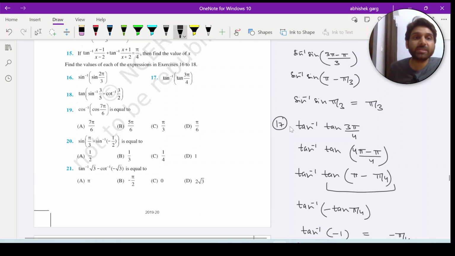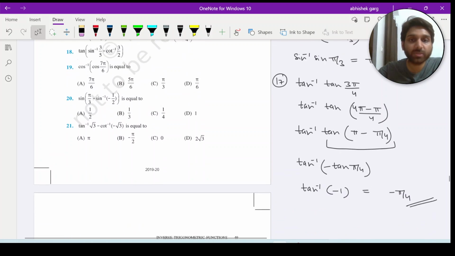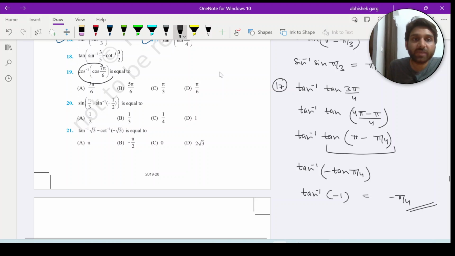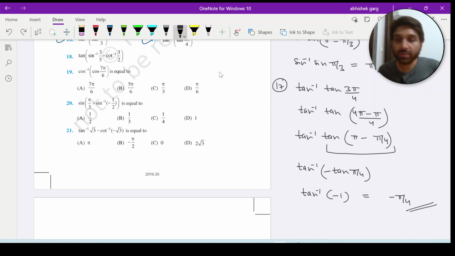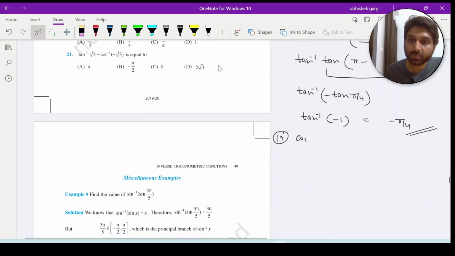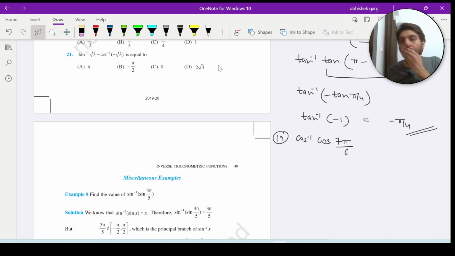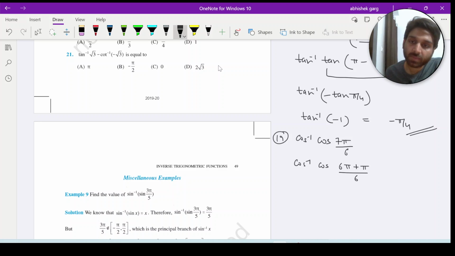So we have done question number 16 and we've also done question number 17. Now let's look at question number 19. What is question number 19? Cos inverse cos 7 pi by 6. Let us try to solve this one. Now 7 pi by 6 does not lie between 0 and pi. That means it requires us to do some modification here. We can write 7 pi as 6 pi plus pi and then upon 6.